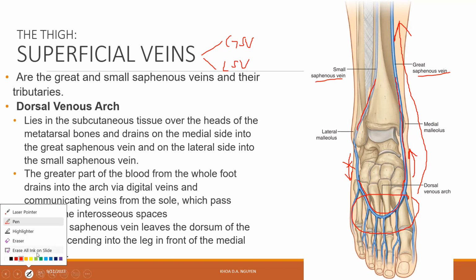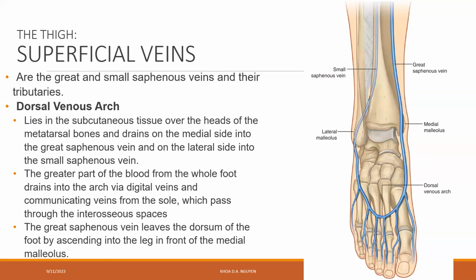Now, look what happens, right? From the dorsal venous arch, what happened? The dorsal venous arch courses medially and gives rise to the great saphenous vein on the medial side of the leg. Okay, this is the leg right here. And therefore, the medial side of the leg is where the great saphenous vein starts.